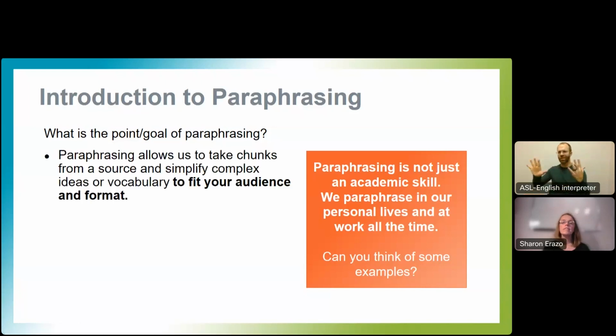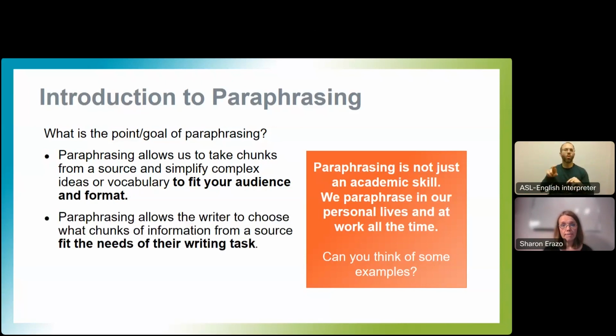So talking specifically about paraphrasing in academic writing, paraphrasing allows us to take chunks from a source, so bits of information from a source, and to simplify complex ideas or vocabulary to fit our audience and format. So we're doing some reading from the original source, we take parts of that information and simplify complex ideas based on what our audience needs to know or based on what the format is that we're writing in.